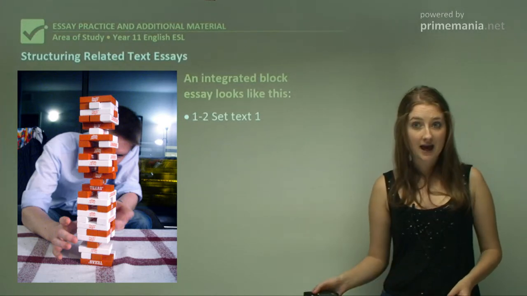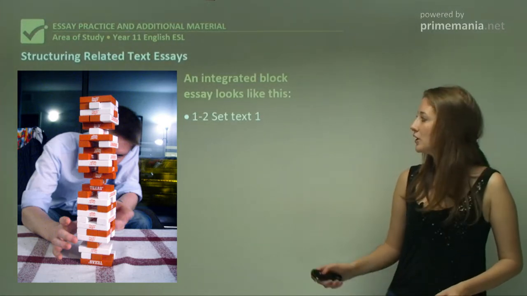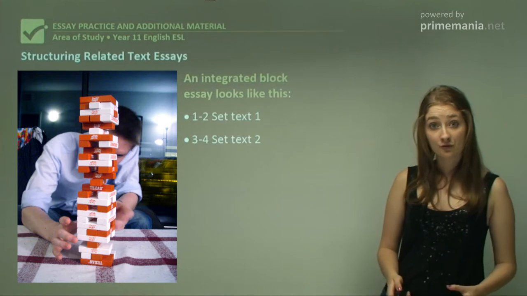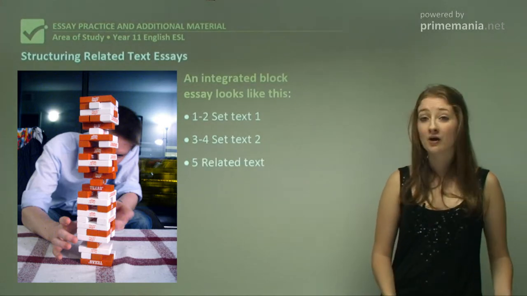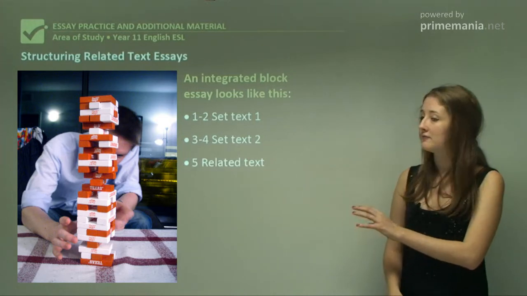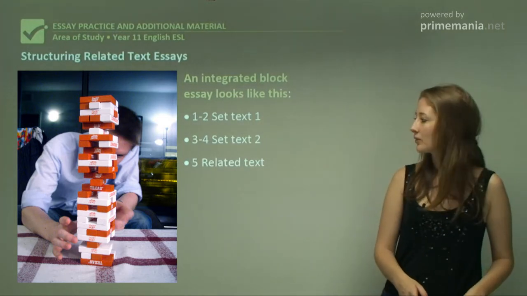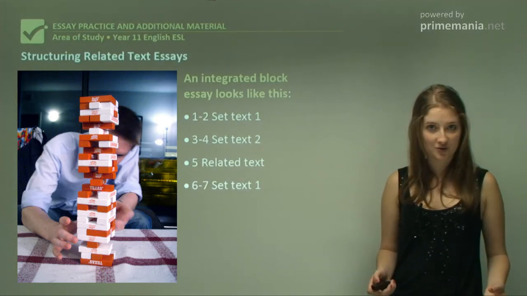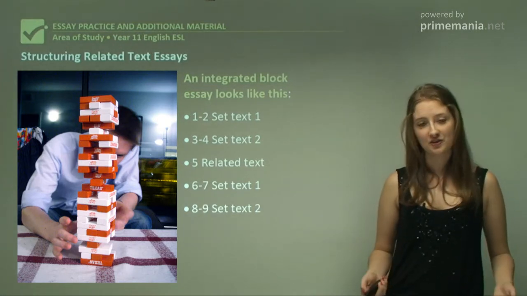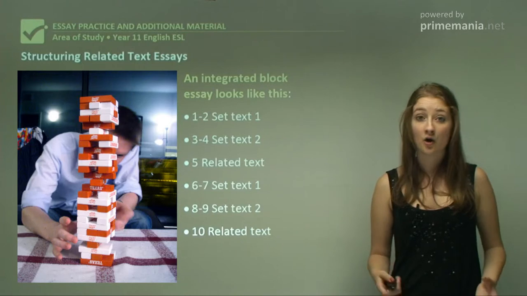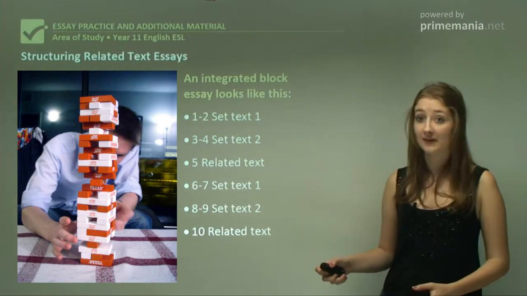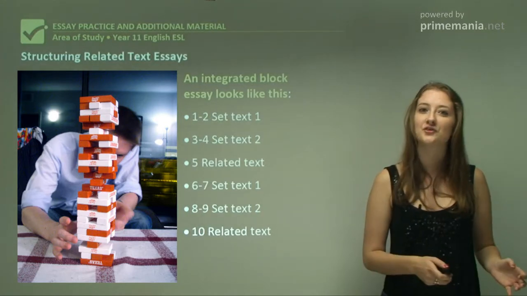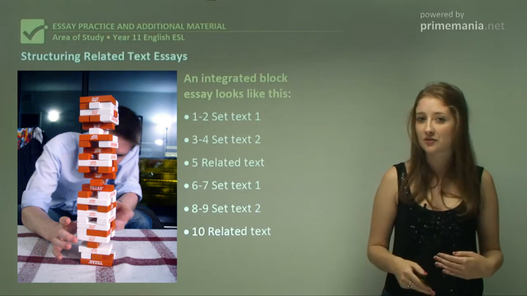So if we look at this plan for an integrated block essay for ESL, what you're looking at is paragraph 1 and 2 on set text 1, paragraph 3 and 4 on set text 2, and paragraph 5 on your related text. That will all probably relate to one theme which you see in common. Then you're moving on to paragraph 6 and 7, which will be on your set text 1, this time addressing a new theme, paragraphs 8 and 9 on your set text 2, and paragraph 10 on your related text. So this next chunk is relating on a different theme to what you did at the beginning. So you've still got 2 themes in your essays, you're still looking at all 3 texts, you're just mixing up the structure of the essay a little bit.